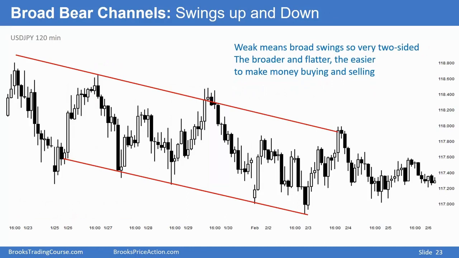Broad swings means a weaker trend, and it means it's much more two-sided. The broader and flatter the channel is, the easier it is to make money buying, even though it's a bear trend. So traders will both buy and sell when you have a broad channel, especially when it's flat like this.